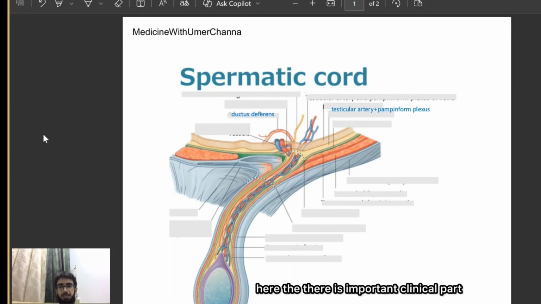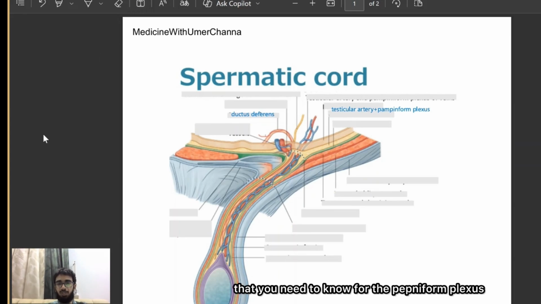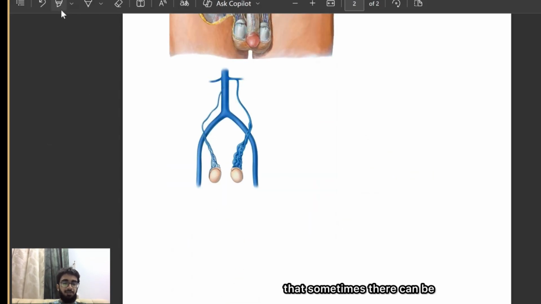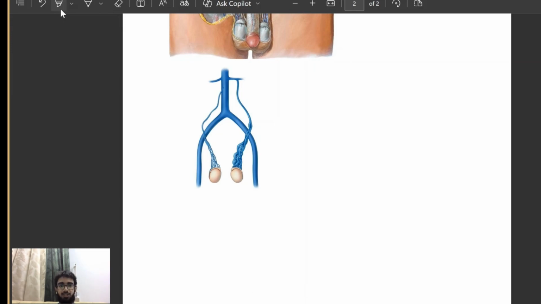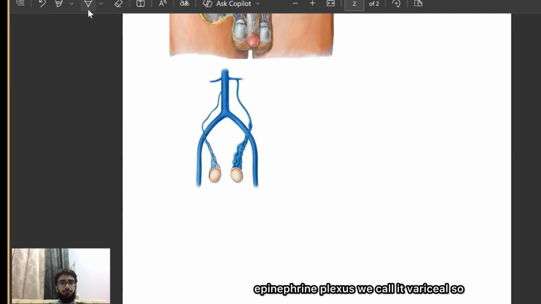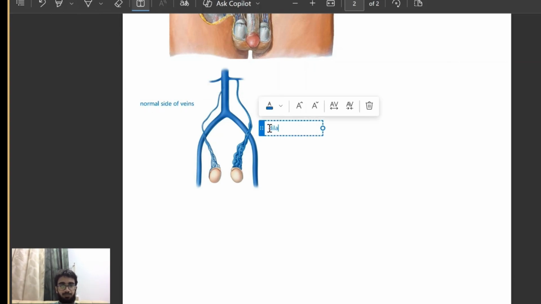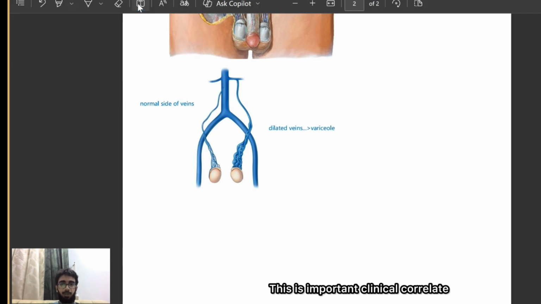Here there is an important clinical part that you need to know for the pampiniform plexus. Sometimes there can be widening, or you can say dilation, of veins in the testicular veins within the pampiniform plexus. We call it varicocele. You can see this is the normal size of veins, and these are the veins that have become dilated. So these are varicocele. This is an important clinical correlate that you need to know.